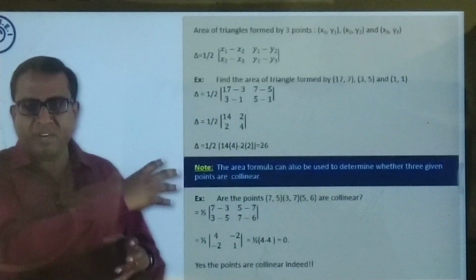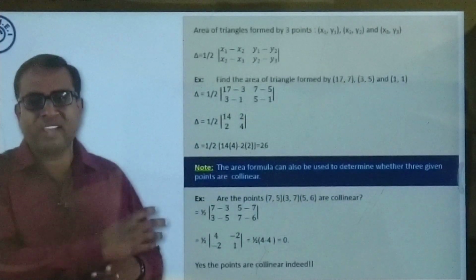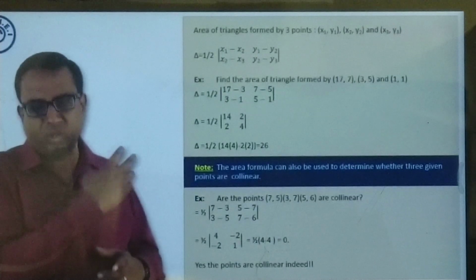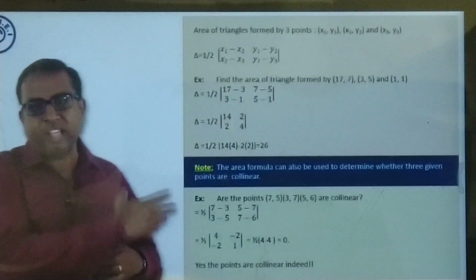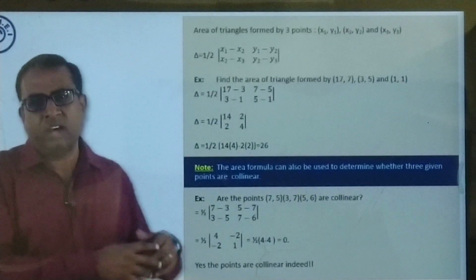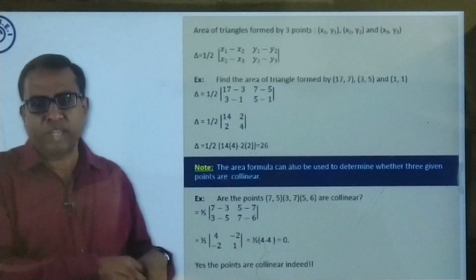Now if this determinant value is coming as a non-zero quantity, then that non-zero quantity is the area of this triangle. In case you get it as 0, that means the 3 points are collinear. We can also find one more thing.